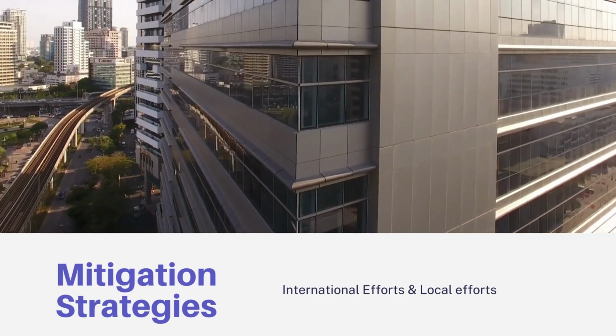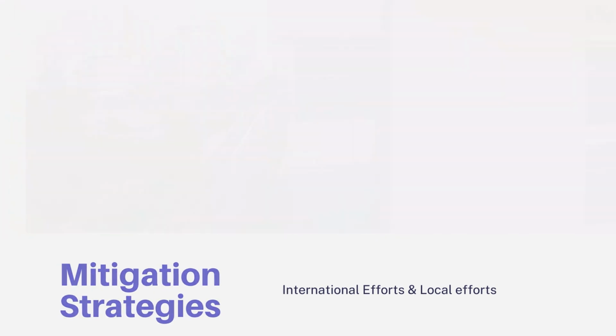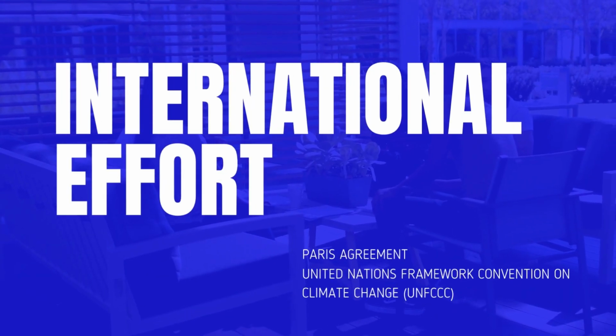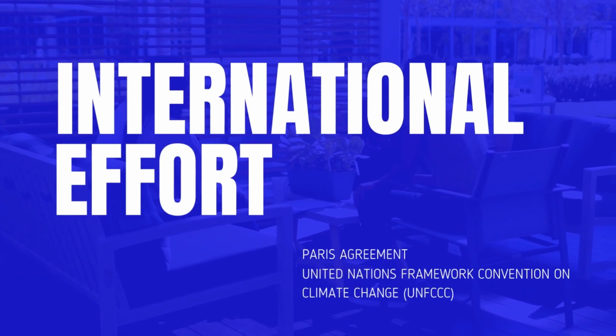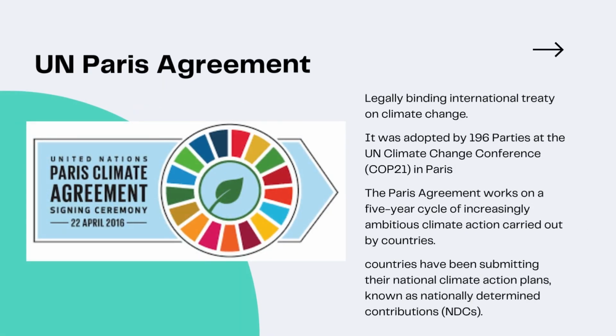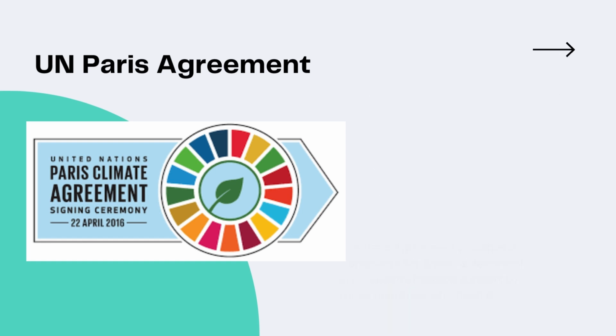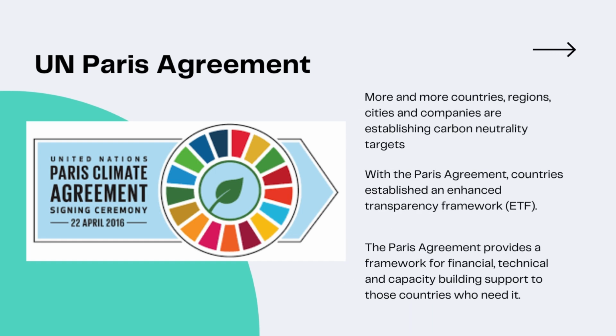There are mitigation strategies from international level to local level. The international efforts. The Paris Agreement is an international treaty on climate change adopted by 196 parties at the 21st Conference of Parties of the UNFCCC. The agreement requires all countries to put forward their best efforts through nationally determined contributions and to strengthen these efforts in the years ahead.